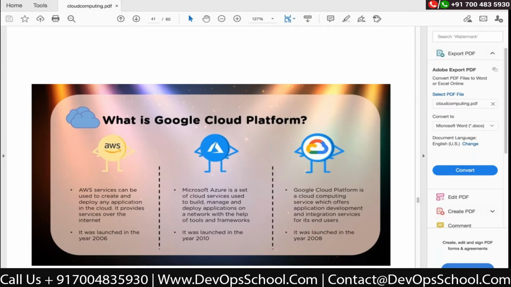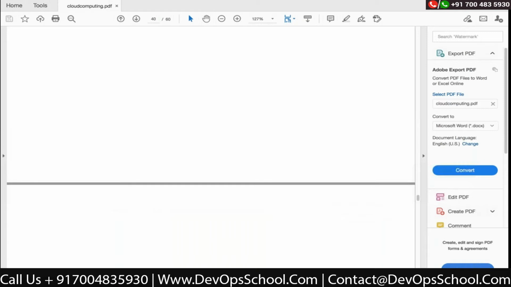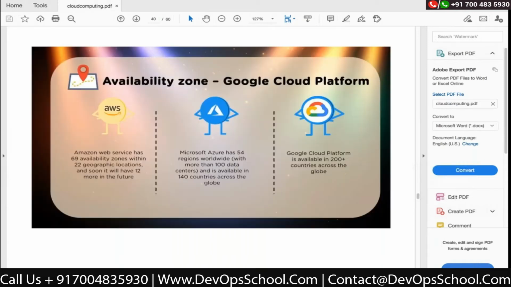Next is availability zones. You can think of availability zones as data centers: how many data centers they have. AWS has 69 availability zones, which means 69 data centers, distributed across 22 geographical locations. Soon they're going to have 12 more in the future.